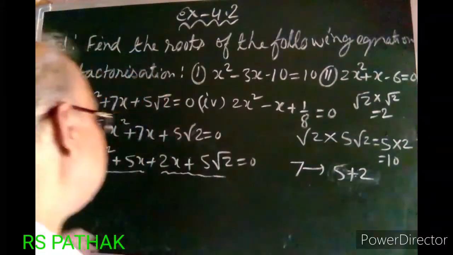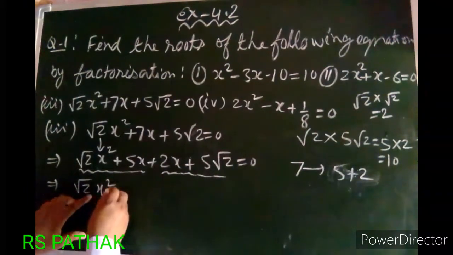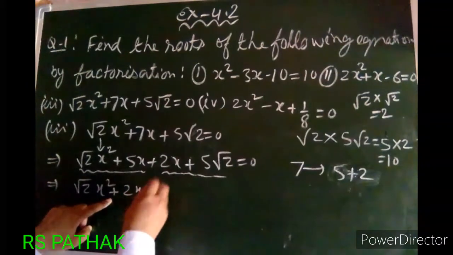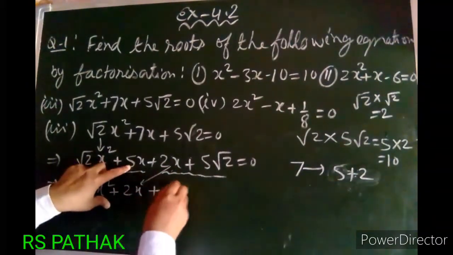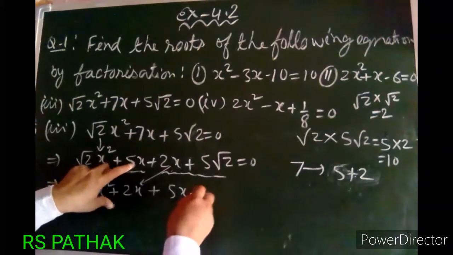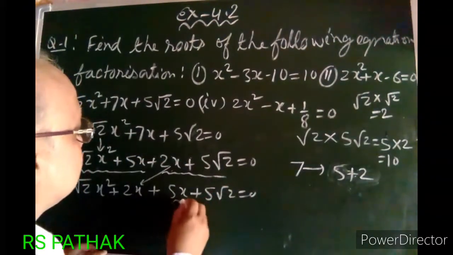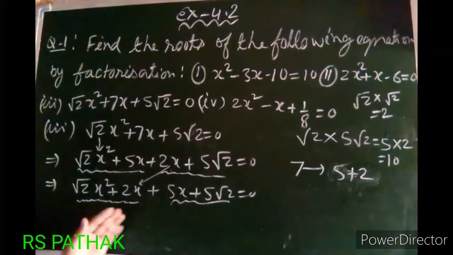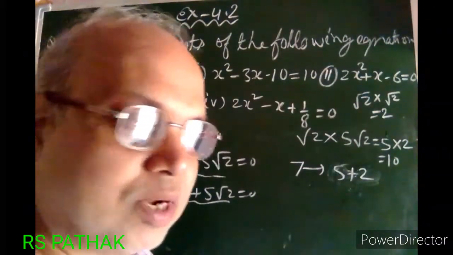Therefore I have to do some manipulation. What is manipulation? Under root 2 x square, along with it, I will use this 2x. And this 5x and plus 5 under root 2 will be in this group, and under root 2 x square plus 2x will be in this group. I have made a manipulation.